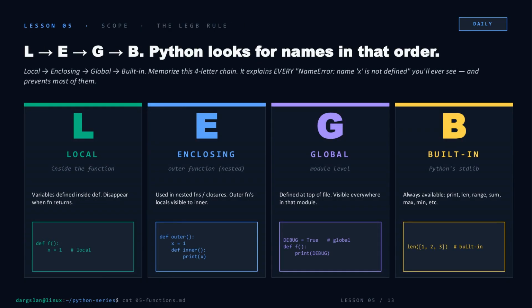Speaking of names, here's the rule that governs all of them. LEGB: local, enclosing, global, built-in. When Python sees a name, it checks inside the function first, then any outer function wrapping it, then the module level, and finally the built-ins like print and len. That's it. Every name error you've ever stared at is Python walking this chain and coming up empty. Burn those 4 letters into memory. It's the senior shape for reasoning about scope.